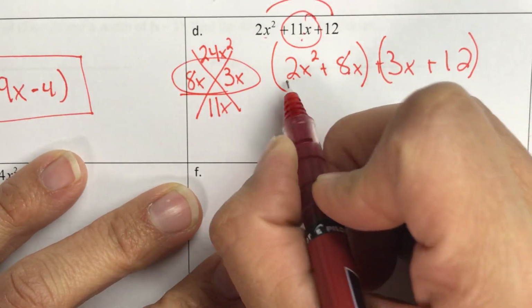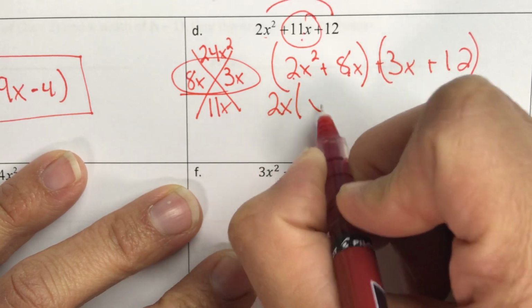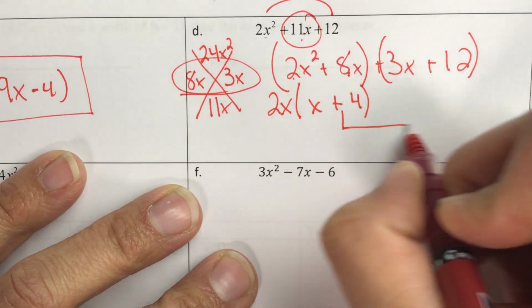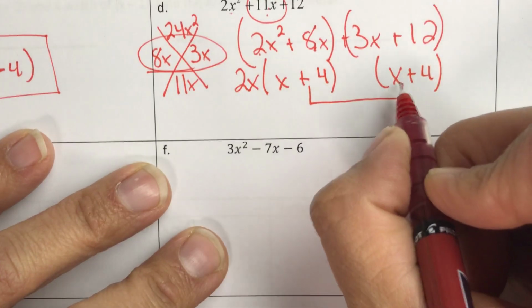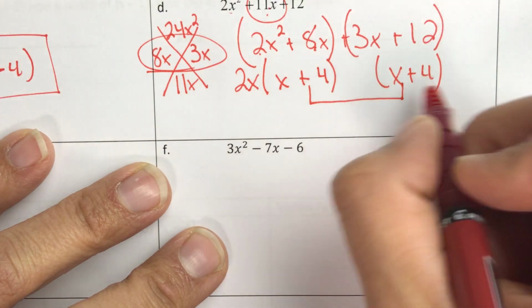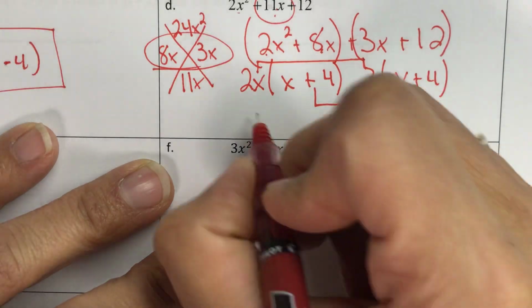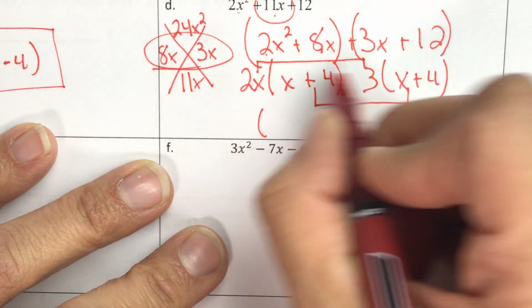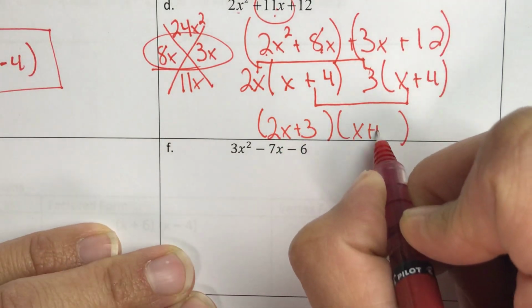So I can take a 2 out of both of these, and I can take an x out. So 2x and x give you the 2x squared. 2x and 4 give you the 8x. And then I'm going to make my matching set. So what is it that goes with the x to give you 3x, or what is it that goes with 4 to give you 12? That's a 3. And again, now you've got your 2 final neighbors, or 2 sets of factors. One of them is the 2x plus 3, and the other one is the x plus 4.